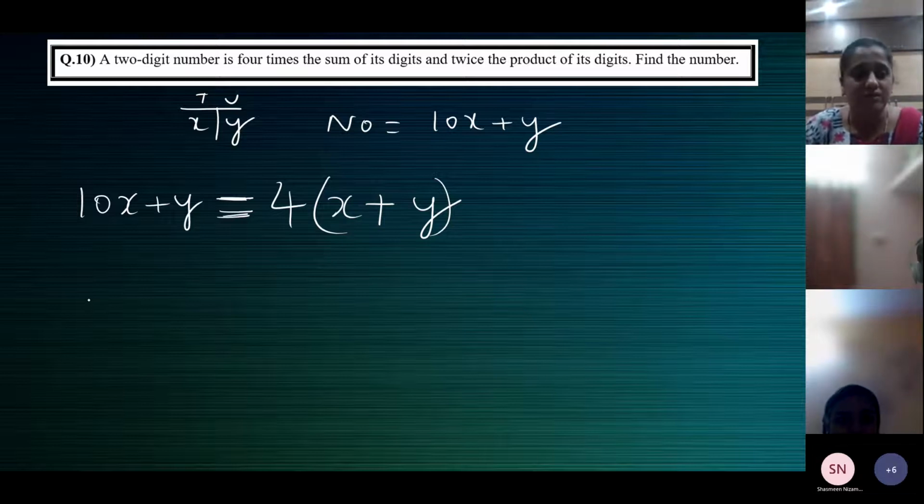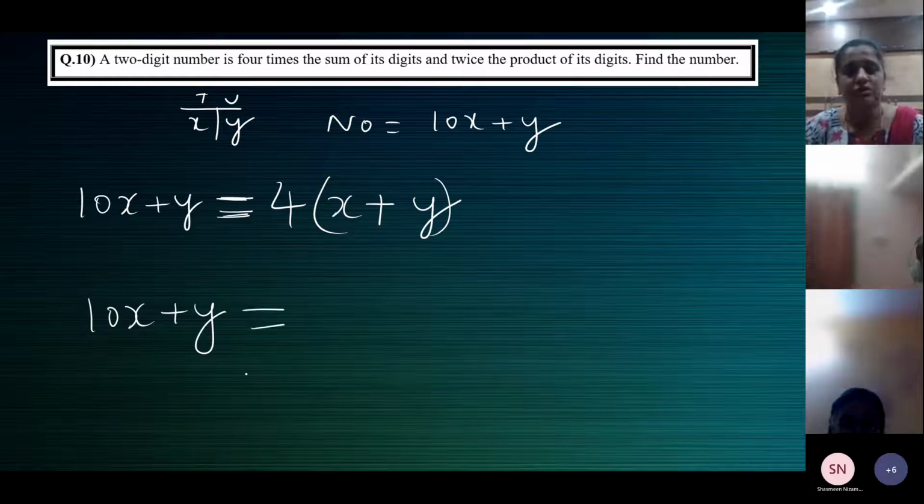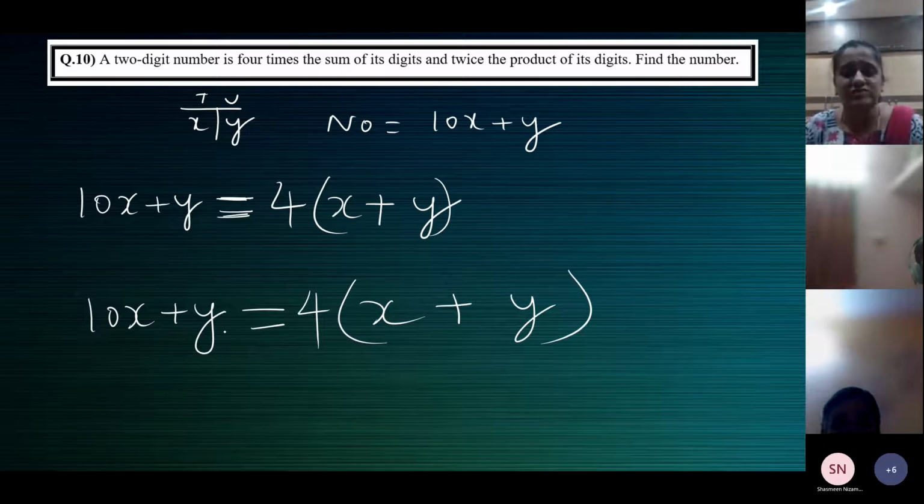10x plus y is the two-digit number, is meaning equal to 4 times the sum of its digits. These are the digits, and x plus y represents the sum of the digits. 4 times, so into 4. So this is the first equation. When you work this and take the x and y terms on one side, you will get the first equation in x and y. Then the two-digit number is also twice the product of the digits.